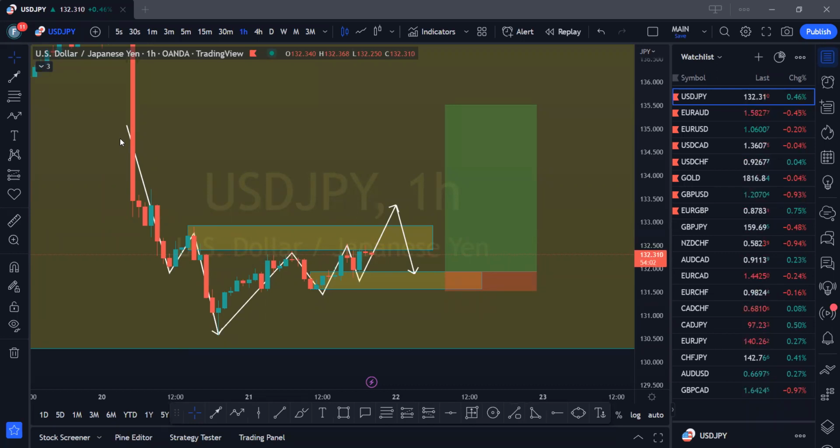Okay, so I think I understand your question. All right. You need to understand market structure. Know what it means for price to shift from bullish to bearish and then from bearish to bullish. All right. So let me just digress a bit.